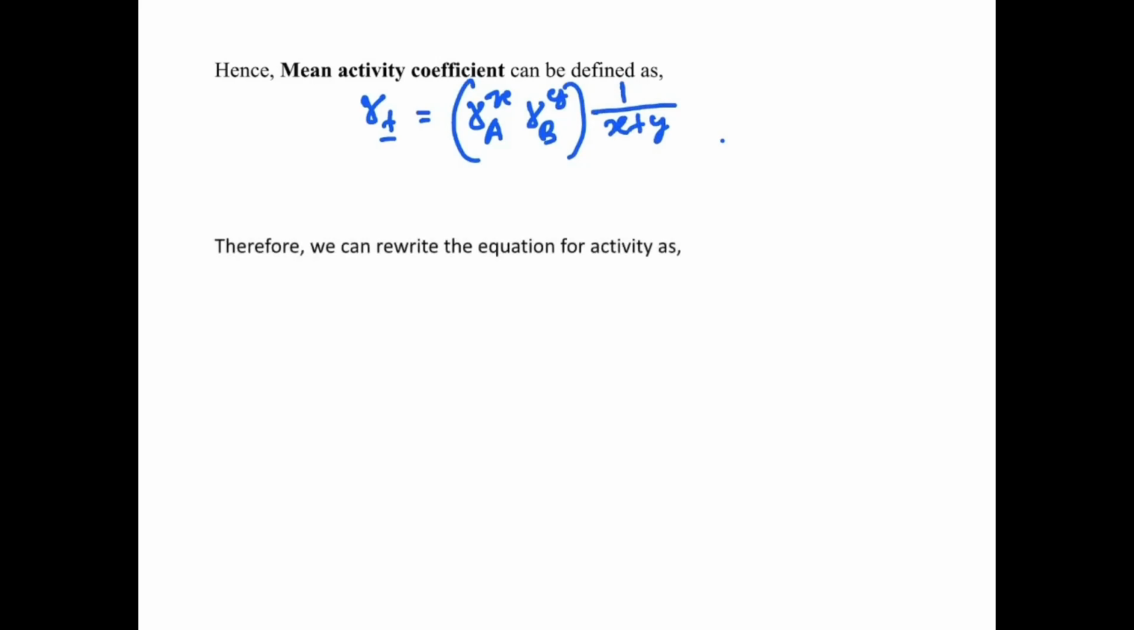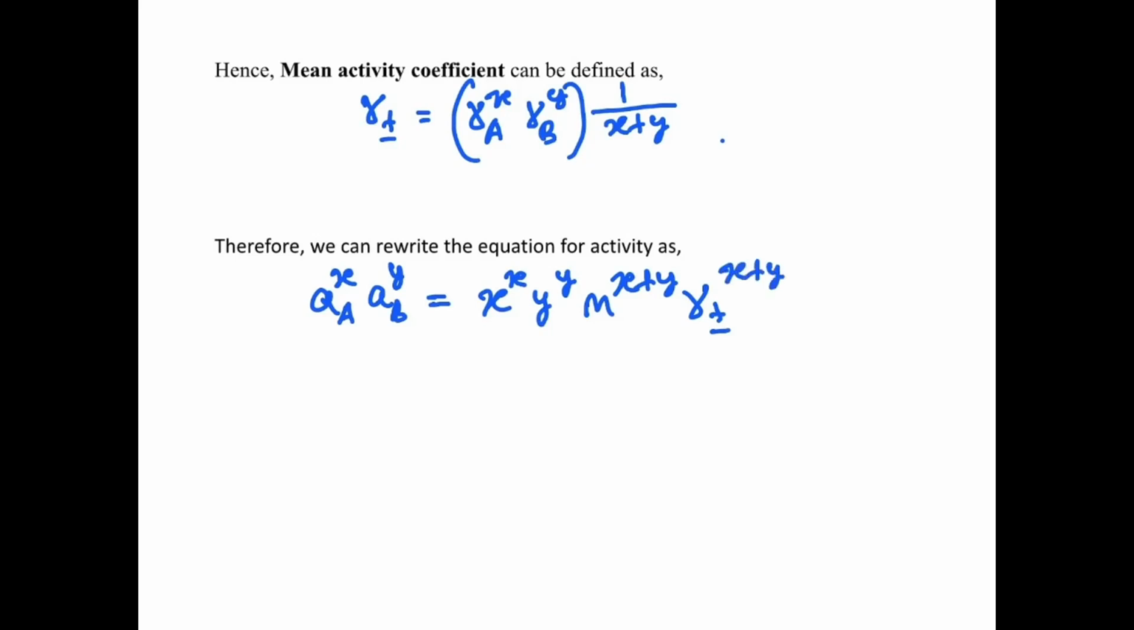So mean activity coefficient can be defined as gamma plus minus equals to gamma A to the power x into gamma B to the power y whole to the power 1 by x plus y. Therefore, we can write the equation for activity as activity of A to the power x into activity of B to the power y will be equal to x to the power x y to the power y m to the power x plus y and gamma plus minus to the power x plus y.